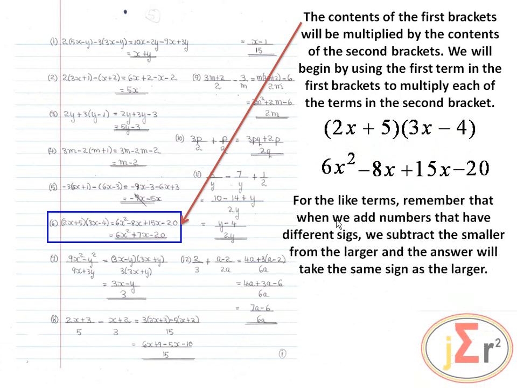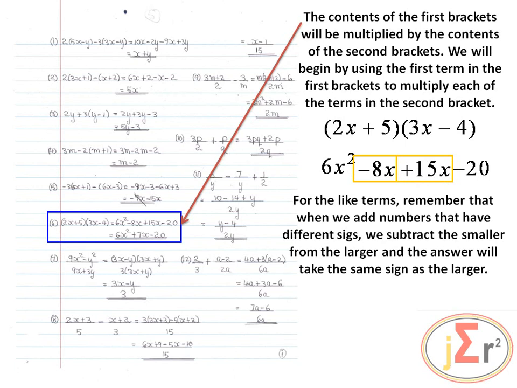So for the like terms, remember that when we add numbers that have different signs, we subtract the smaller from the larger, and the answer will take the same sign as the larger. And that is what we have for those like terms. They have different signs, so we subtract the smaller from the larger, and the answer will take the same sign as the larger.